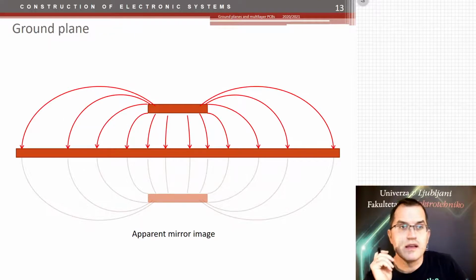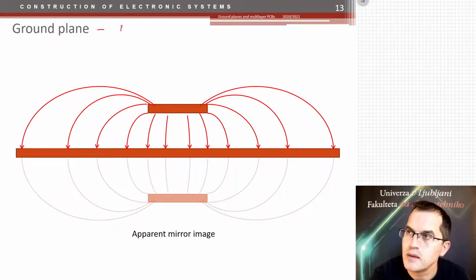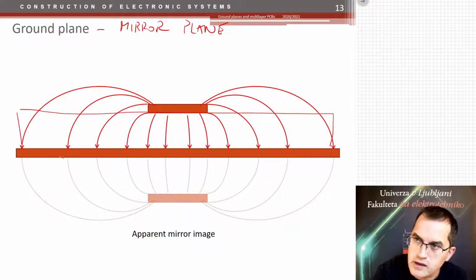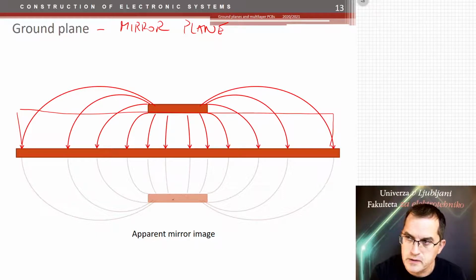A ground plane is also called a mirror plane. So instead of ground, it could be called a mirror plane. Why? The mirror plane is because the line, the track, which sits on top of that ground plane, so this is a dielectric, sees itself in the ground plane as in a mirror. So here is an apparent mirror image. And the field force lines are exactly the same as if there were no ground plane and there were another mirror image of the original track.